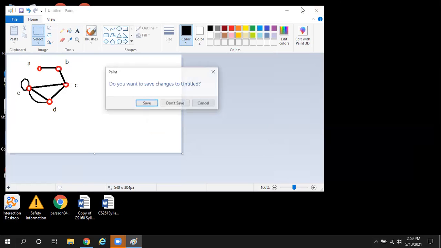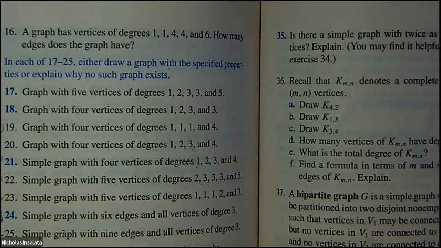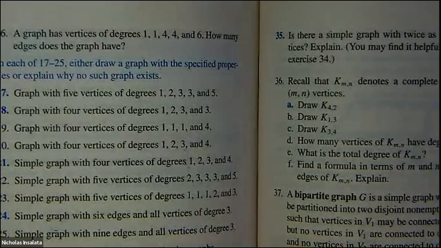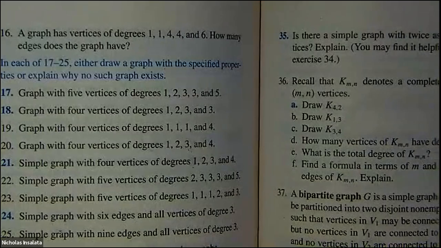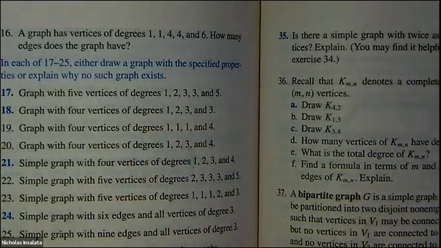Okay, so let's move on to the next one. All right, so number 18. A graph with 4 vertices, degrees 1, 2, 3, 3. Does that graph exist?